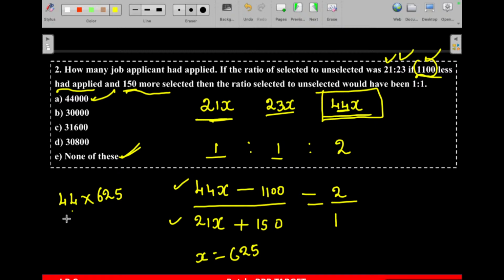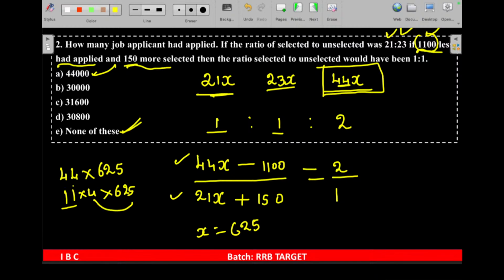Another way: can I write this equation as 11 into 4 into 625? Because 11 multiplication is easy. First I will multiply with 4, then the 11 multiplication is easy, because we know the shortcut for multiplying with 11. That method I have to observe. Tell me, what is the doubt?